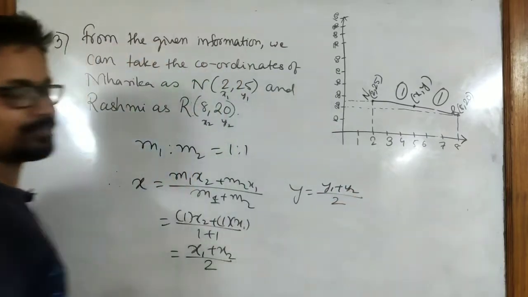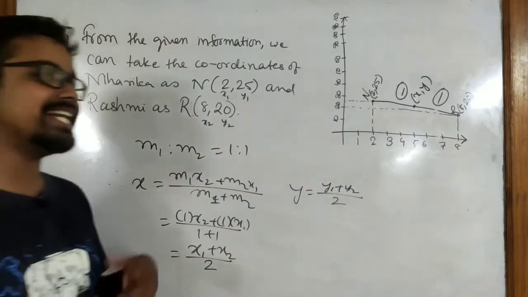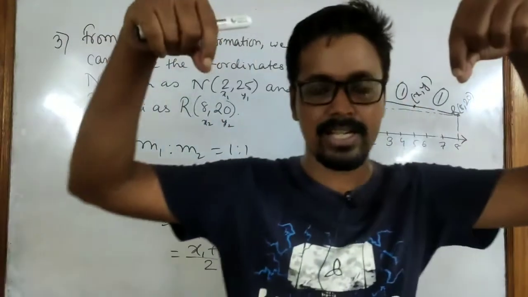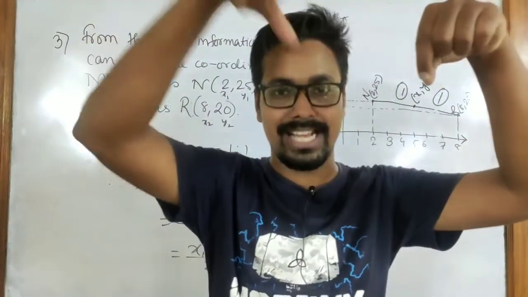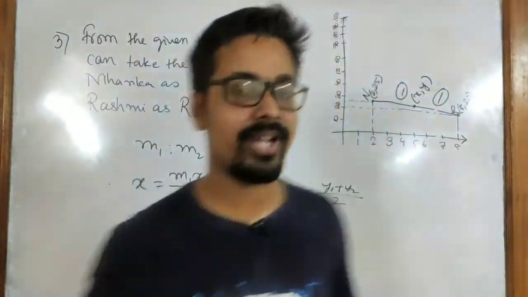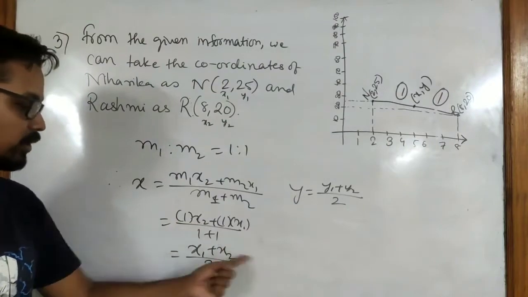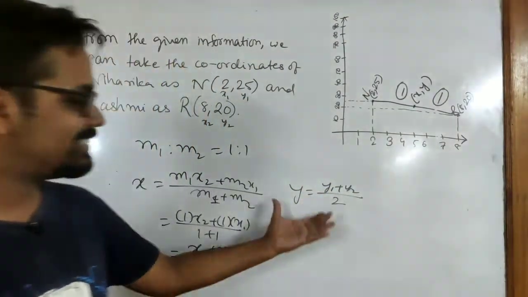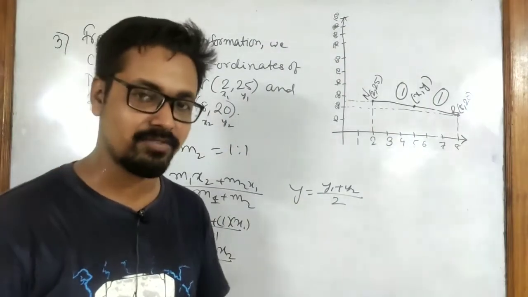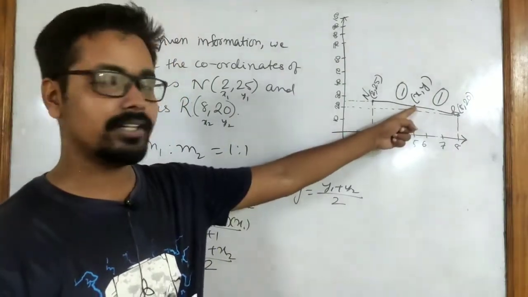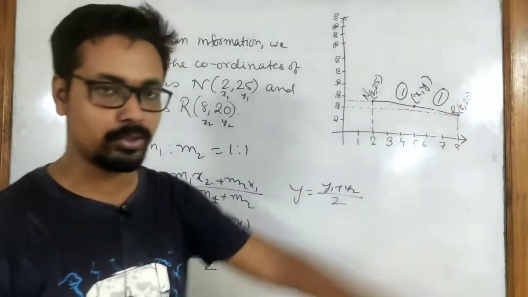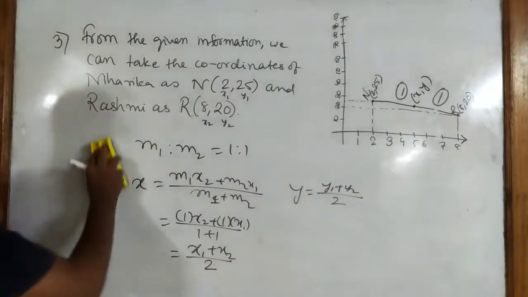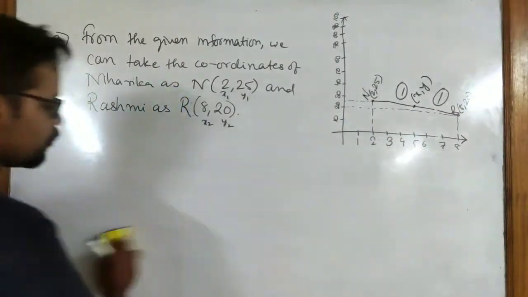So if you find in any question where 2 points are given and you have to find the coordinate of the point exactly in the middle of the 2 points, you can use this formula: x as (x1 + x2) / 2 and y as (y1 + y2) / 2. It is the simpler version of the section formula where the point we have to find is exactly in the middle of the 2 points. Okay, so let us use this formula, the simpler formula now.